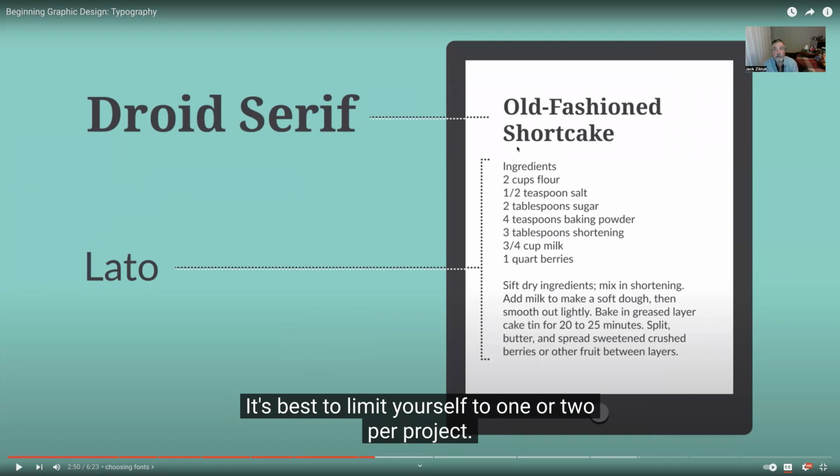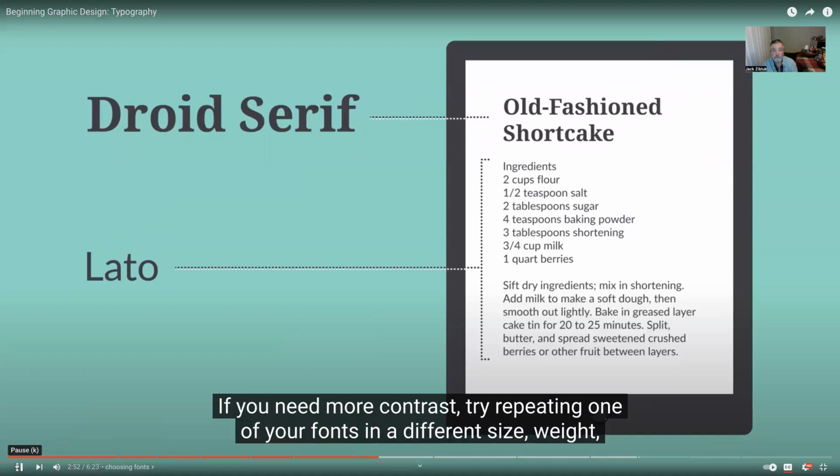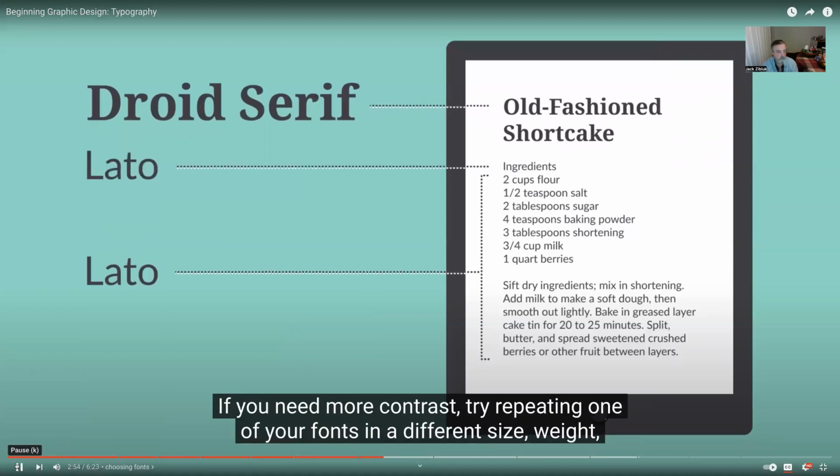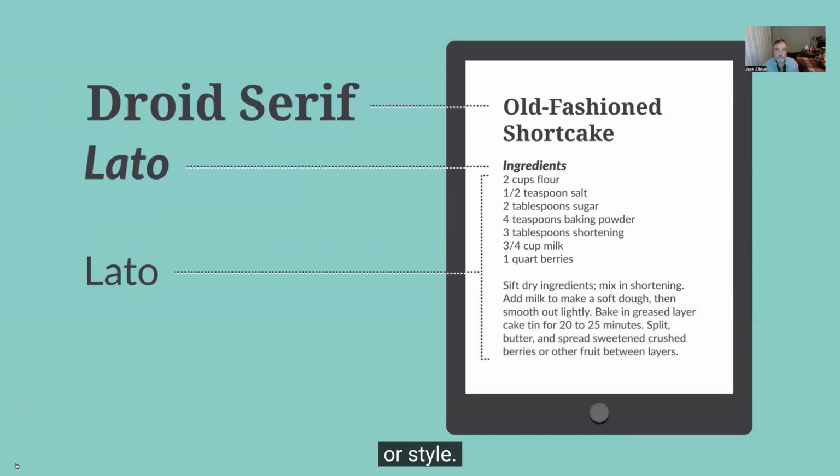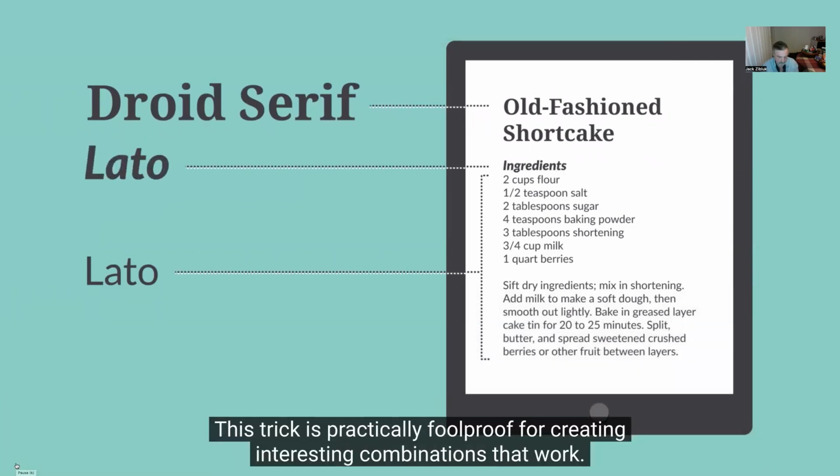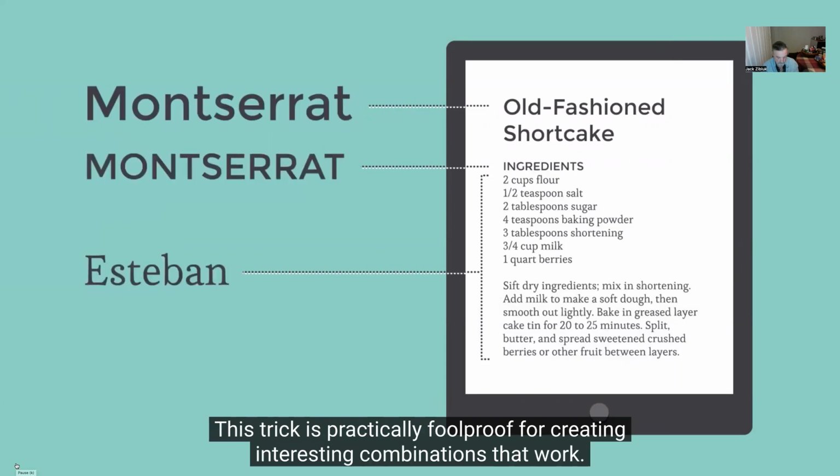Too many fonts and you're doing what we call the ransom note look. Avoid it. If you need more contrast, try repeating one of your fonts in a different size, weight, or style. This trick is practically foolproof for creating interesting combinations that work.